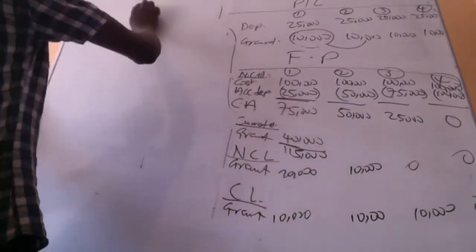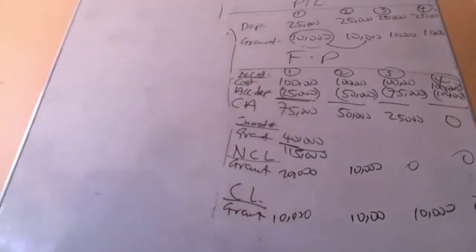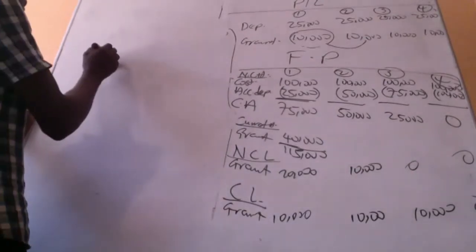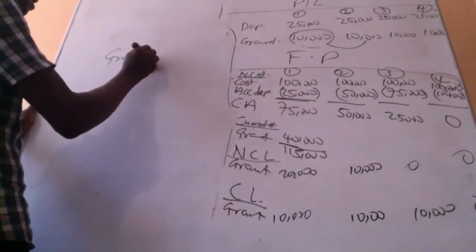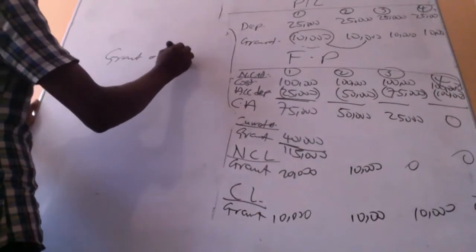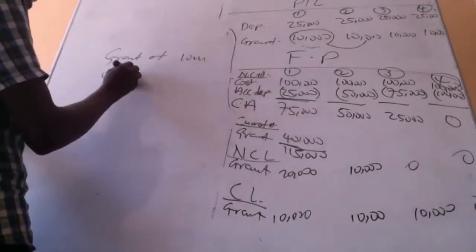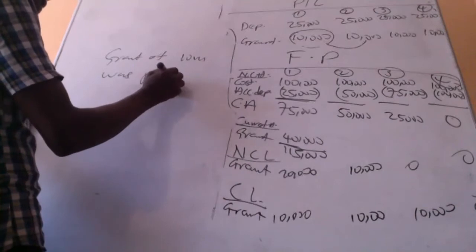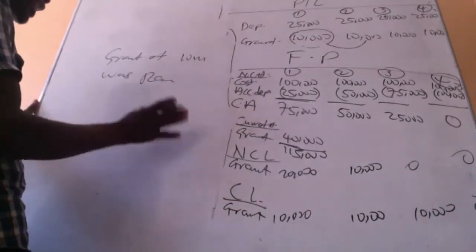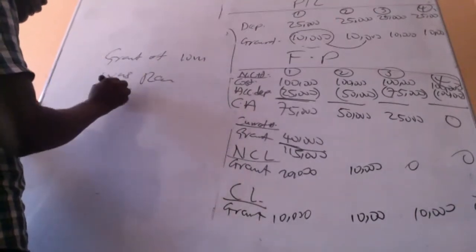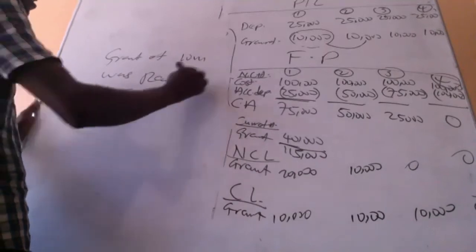Now when we go to question number 1, this is how we will only give you the grant. We will tell you that a grant of, let's say, 10 million was received to acquire a non-current asset. The useful life of the asset is 5 years. We will tell you the cost of the asset.